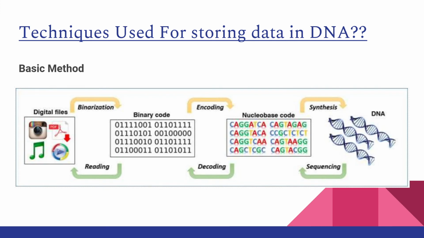Now, what are the techniques which are used for storing data in DNA? So, here is a basic method by which we can store data into DNA. All the digital files are initially converted into binary codes using the process of binarization, and these binary codes are further converted into ATGC sequence with the help of a device, and this process of conversion is called DNA encoding.